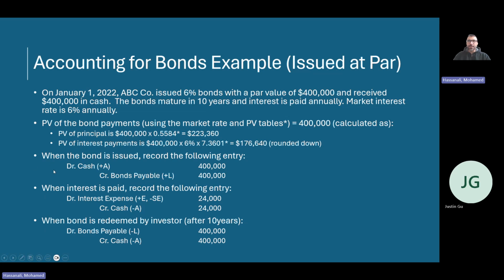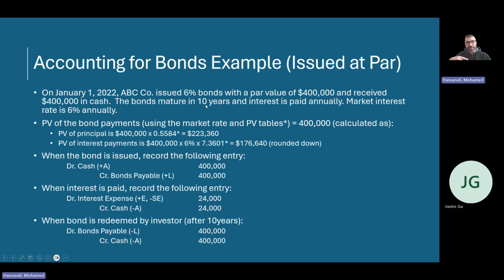And that accounting starts with recording the cash that you receive from the investor. So in this case, it's very straightforward. You will get the full price of the bond as cash from your investor, 400,000, and you will record your non-current liability of $400,000. Now it's non-current because it's 10 years into the future.